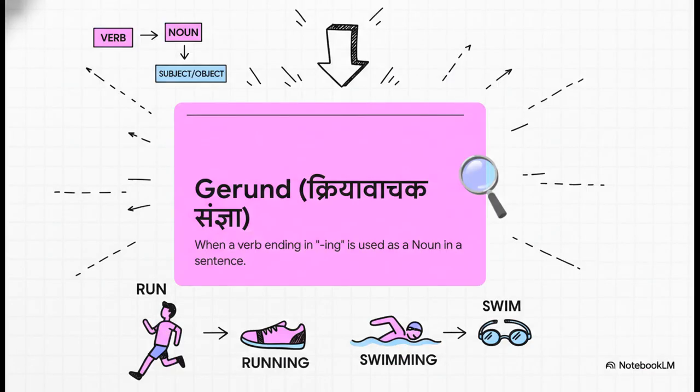Next up, we've got the gerund. This sounds way more complicated than it is. A gerund is just a verb that's dressed up like a noun. You just take a verb, add ing to the end, and then you can use it as the subject or object in your sentence. You're basically treating an action as a thing.